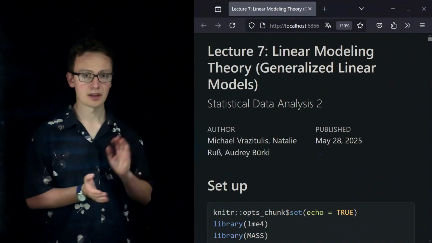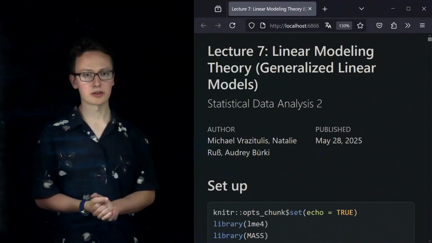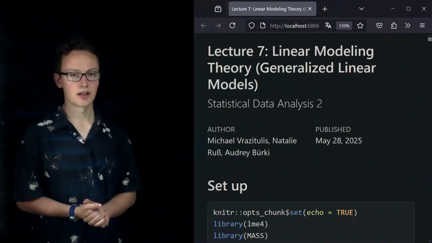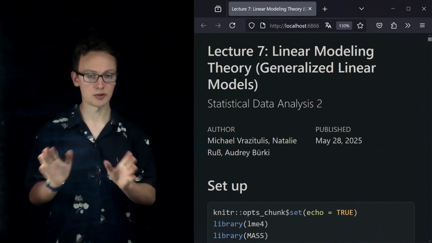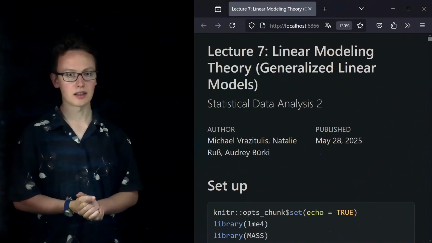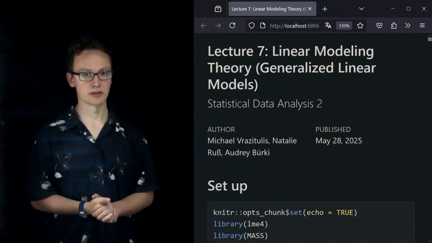Hi everyone. In the lecture of today, we're going to introduce the so-called generalized linear models. And the particular kind of generalized linear model we are going to examine today is logistic regression.